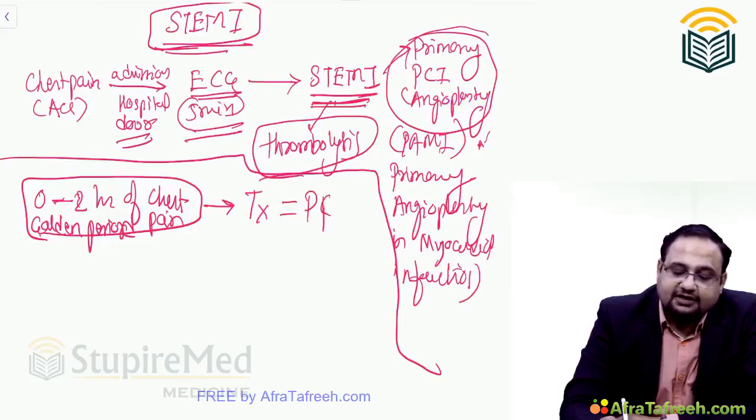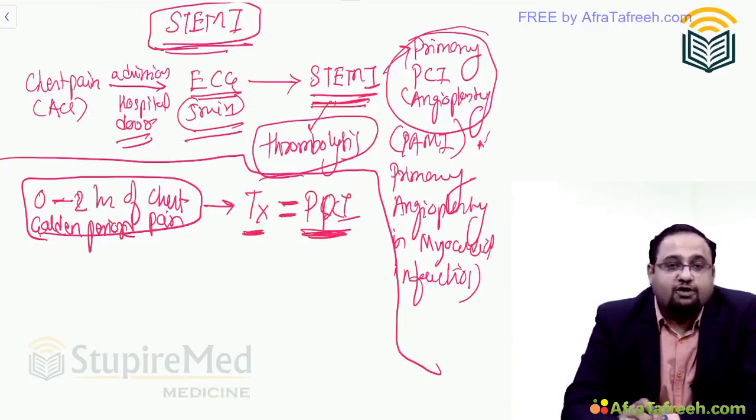Remember, thrombolysis and primary PCI are the best option in them. Of course, thrombolysis will be better also if you give the bolus dosage in time, but both are almost equivalent in the management.